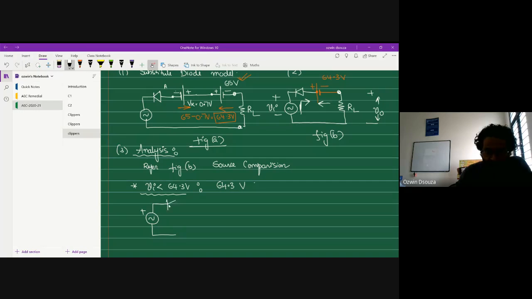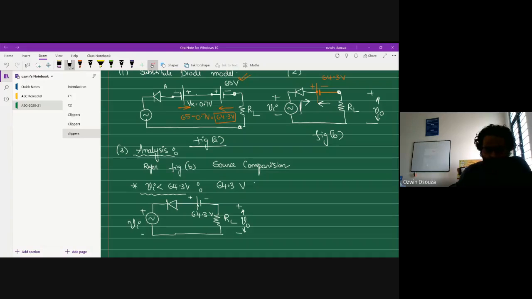So what I will do, I will redraw the circuit. You have to answer me so that the moment you finish this problem, you'll be able to solve any given clipper problem. All right.